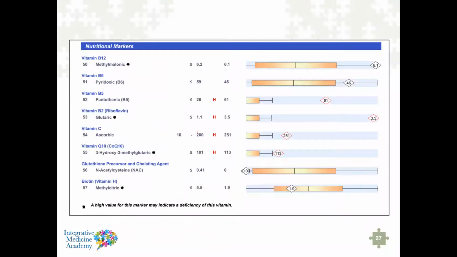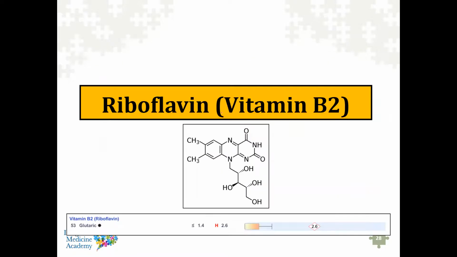What we'll commonly see on organic acid tests is elevations of glutaric. So a high glutaric indicates a riboflavin deficiency. The question is why? Why is that happening? And also, what else might it be affecting that we could think about clinically with our patients when we do an organic acid test? Let's look at riboflavin a little bit deeper.